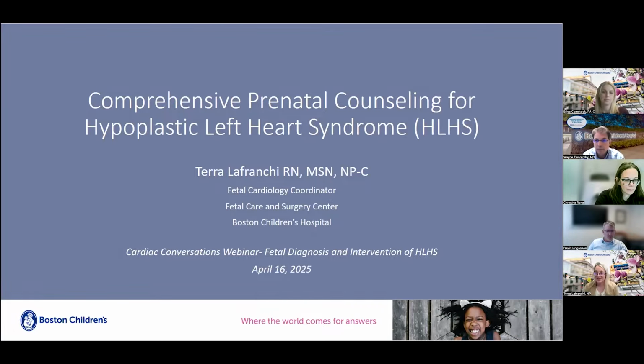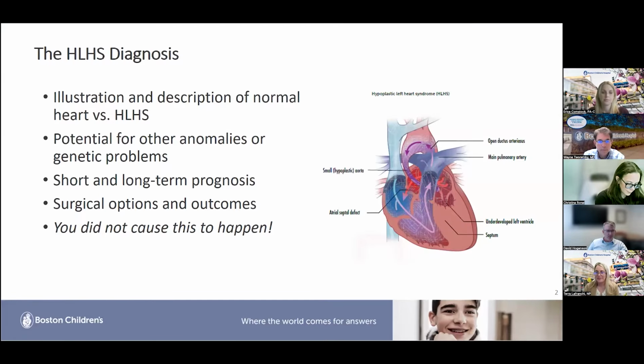If you have just learned that your baby has HLHS and you will be referred to BCH for a fetal echo and consultation, I will now provide you with a brief overview of what to expect. Your visit will begin with a fetal echocardiogram, which is essentially an ultrasound to take detailed pictures of your baby's heart. When the test is complete, we will bring you to a private meeting room to have a consult with your fetal cardiologist and other team members.